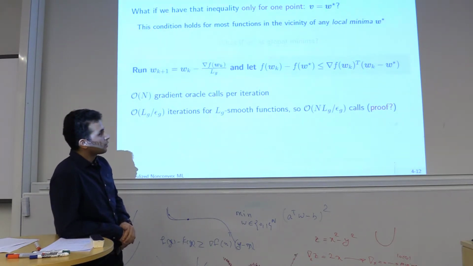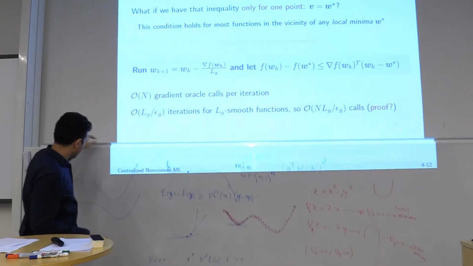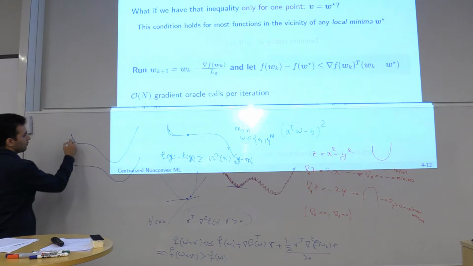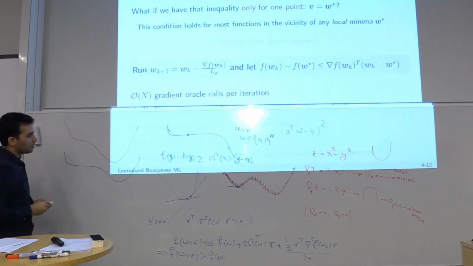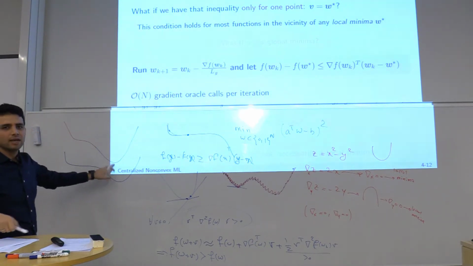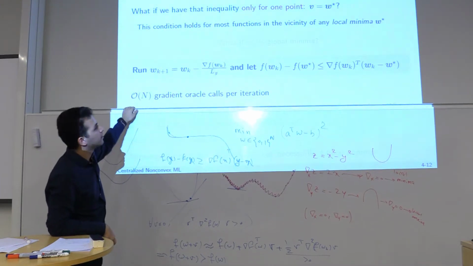Okay, so one example where this holds is this function here. And then you can show that for a function of this form, these are non-convex, but we can show that we can have something like that. And then we can converge, actually, by running gradient descent.